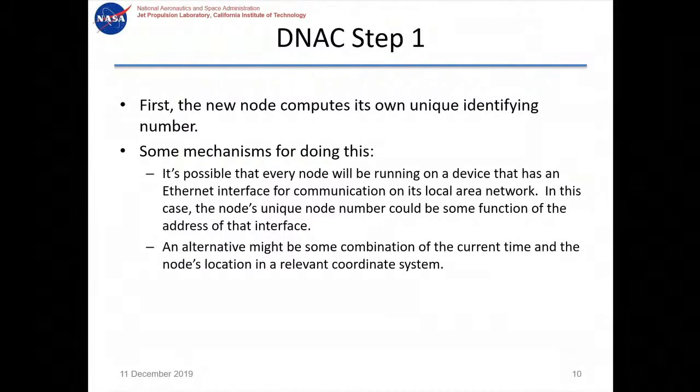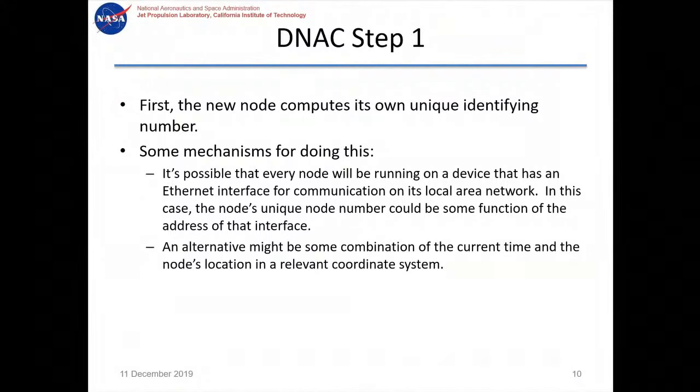One possibility might be that you can imagine that every node in the network maybe has an Ethernet interface to talk to other nodes on the spacecraft bus or other nodes in the ground station. And in that case, maybe that Ethernet address can be embedded in some function of that Ethernet address that becomes a unique identifying node within the entire network, and the node can discover that itself.